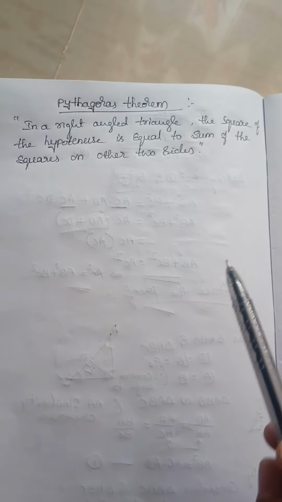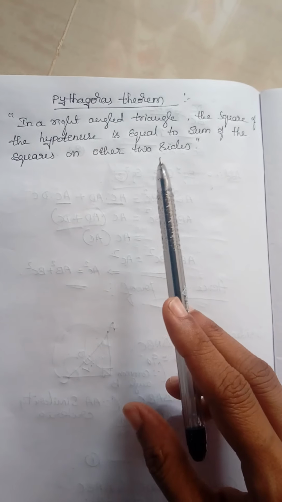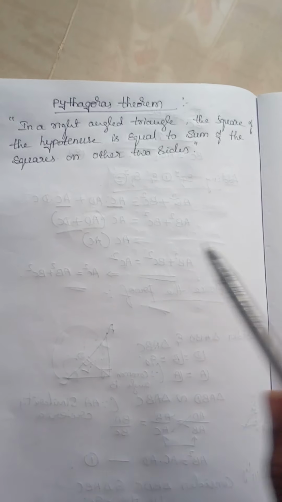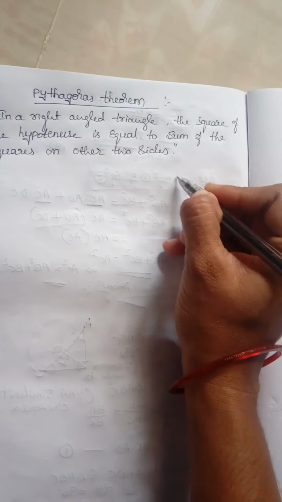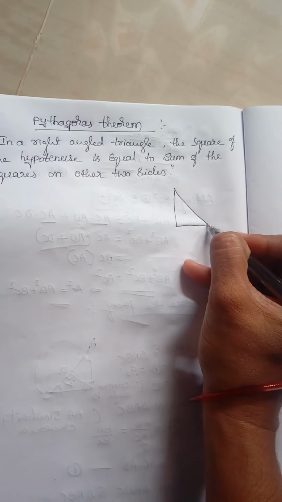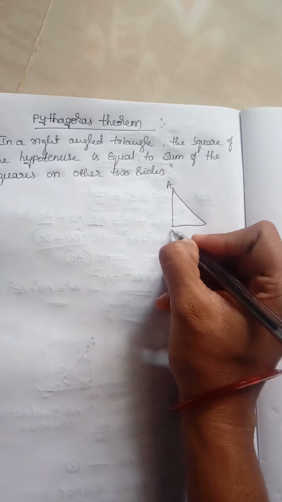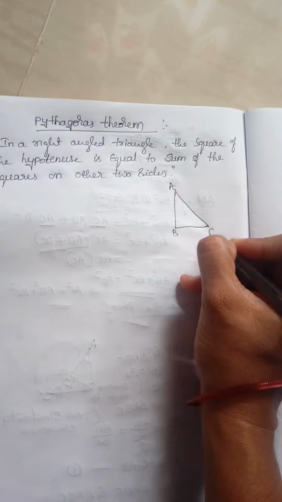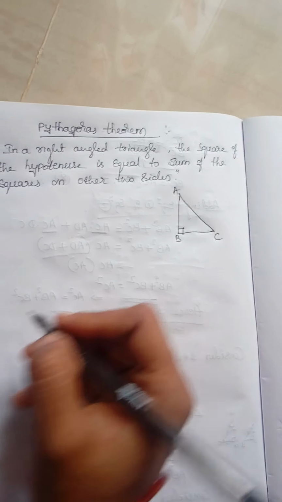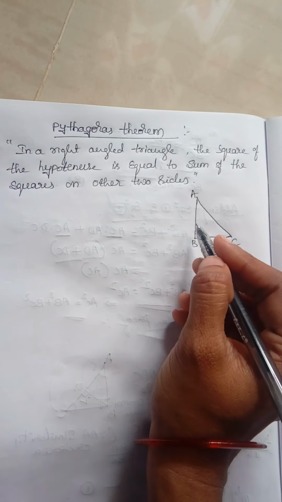The Pythagoras theorem states that in a right angle triangle, the square of the hypotenuse is equal to the sum of the squares on the other two sides. We take a right angle triangle ABC. Angle B is a right angle. Therefore, ABC is a right angle triangle.